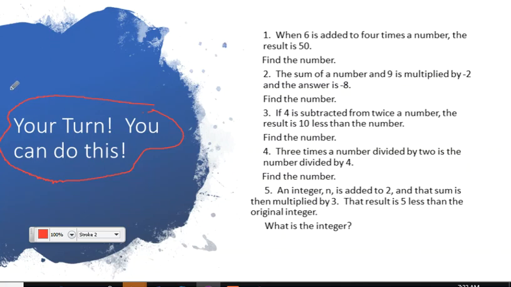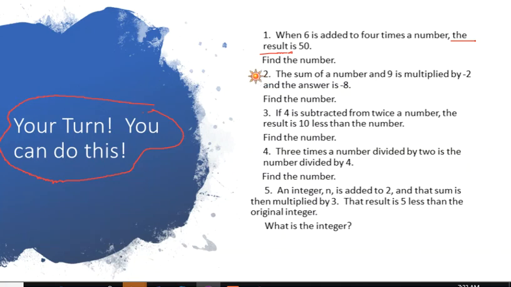So I'm going to help you a little bit on each of these, just steer you in the right direction. If there's anything that I see that's tricky, I'm going to give you some hints there. Okay? So when 6 is added to 4 times a number, the result is 50. Okay, so I'm just going to help you with realizing that your equal sign is going to go right here, where we have the red. When 6 is added to 4 times a number, the result is 50. So find the number.